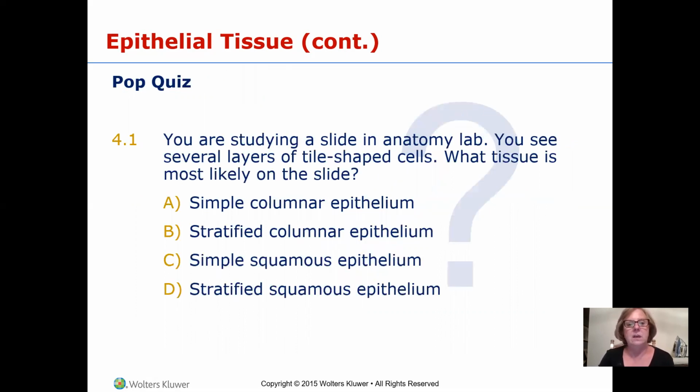So when we look at the pop quiz here, you're studying a slide in the anatomy lab, and you see several layers of tile-shaped cells. But you have several layers, so that is giving it away that it can't be simple, because that's only one layer. Stratified is more than one, and tile-shaped would be like a squamous cell.